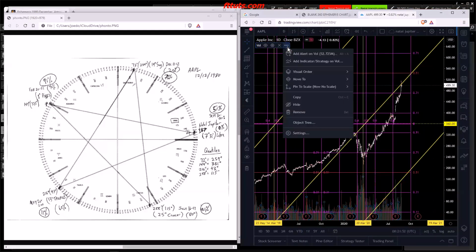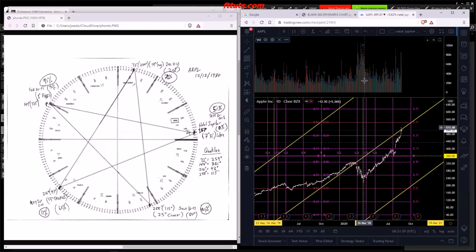I like to set it in its own frame. So I move to my visual order here, the move to, and I go to a new pane above. I like to see the volume above. It's just a habit of mine.